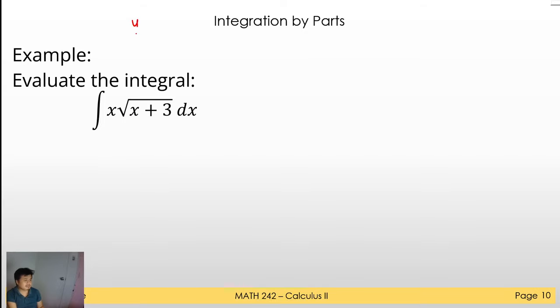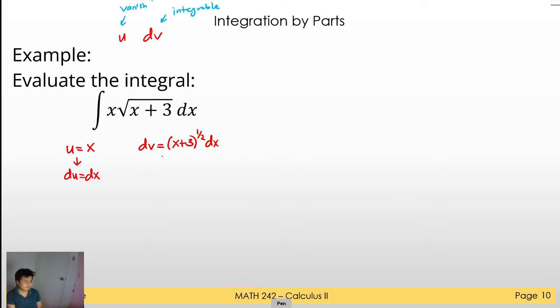Usually, in the rough approximation of choosing u and dv, u should vanish as much as possible, and the dv here should be integrable. Usually you can integrate the dv, and the u should vanish as much as possible. So usually polynomials are chosen as u. We can try using x as u, and then dv here will be square root of x plus 3. I can write this as x plus 3 raised to 1 half dx. So the derivative of u equals x, du is equal to dx.